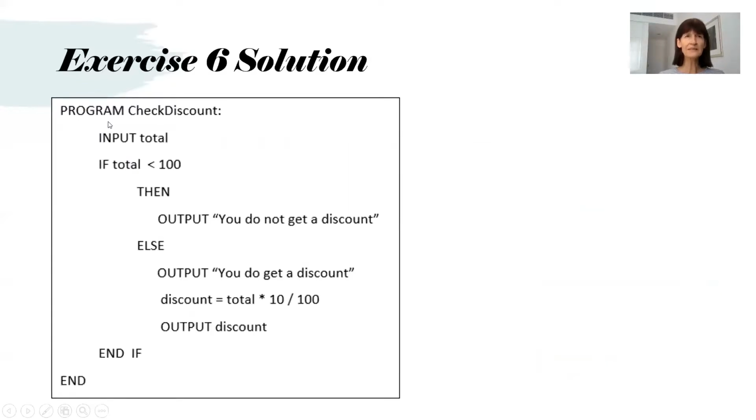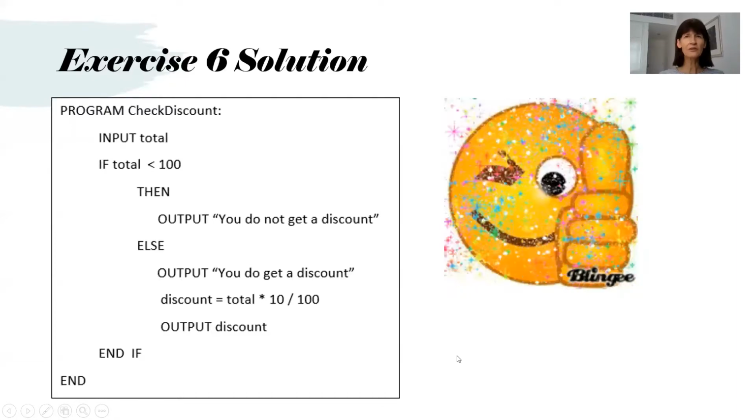So basically, these lines from program check discount to the else, to the output actually, are the same. We have just added these 2 lines. Discount equals total times 10 divided by 100. That's how you work out a percentage, 10% of the total, and then output discount. Note that all 3 of these lines have been indented from the else because they are a block of code. They all belong inside the else statement. So well done if you got that right.